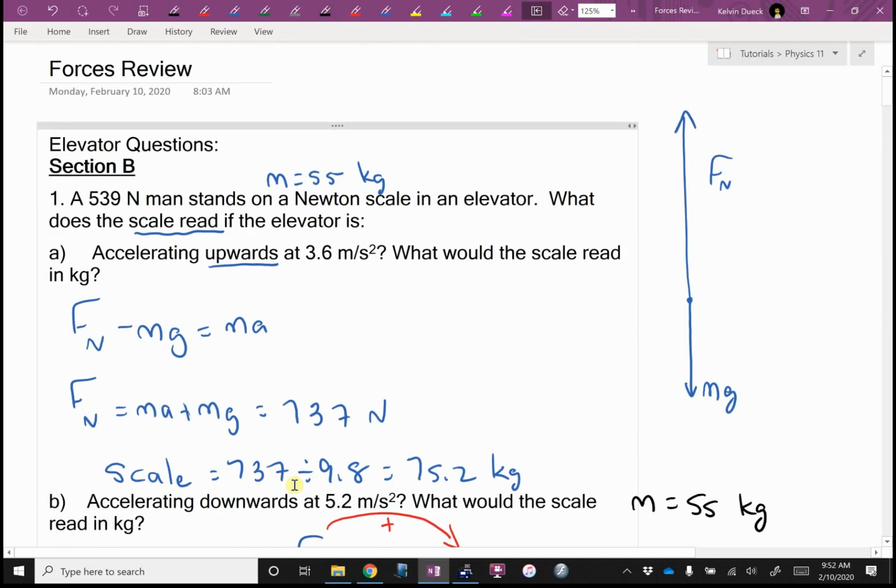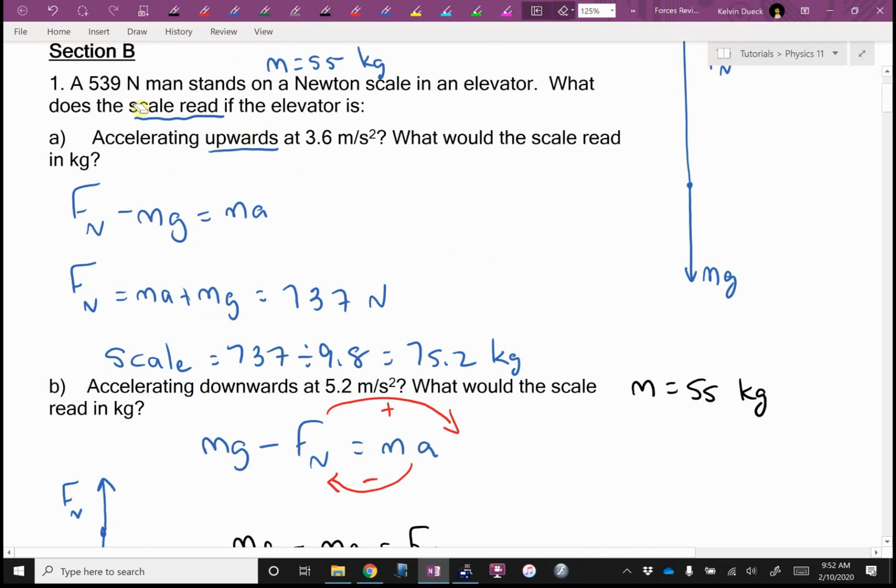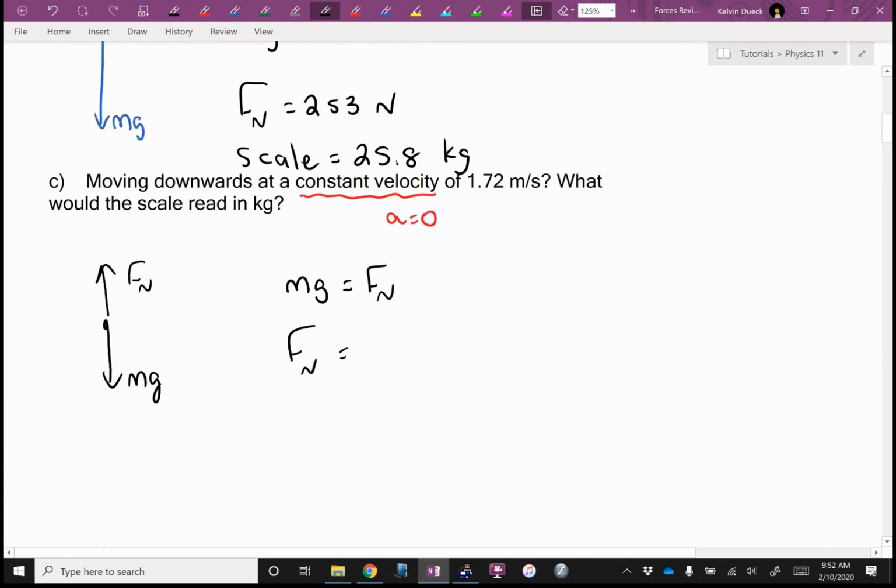I had it way up here. What was the mg of this person exactly as a number, Mark? The mg, don't say 55, that's a mass. And this is saying mg, this is a force. What was the mg exactly as a number? I'm putting the eraser around it so you can read it. What? 539 newtons.